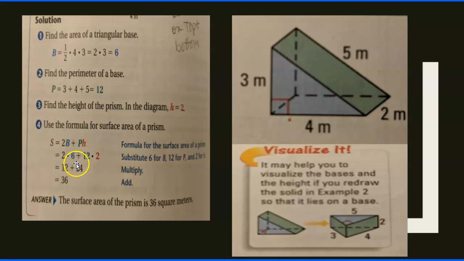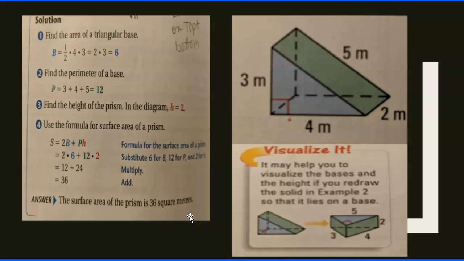So 2 times 6, we had determined up here the area of the base. So 2 times the base is 2 times 6. Then the perimeter we had determined was 12, and the height we already knew was 2. So we will have 2 times 6 is 12 plus 24, or 36. The surface area of the prism is 36 square meters.